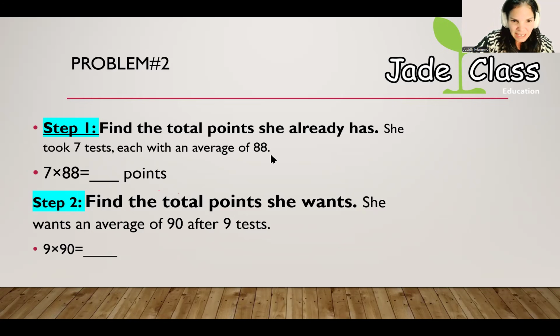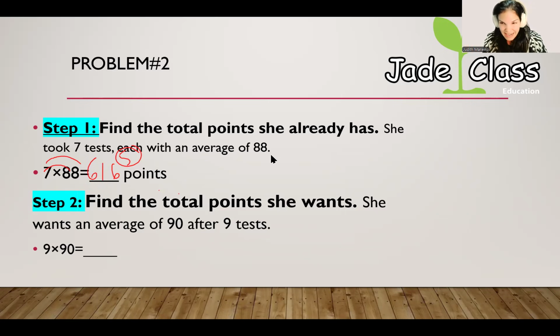All right, 7 times 8 is 56. I'm going to write a 6 and I'm going to carry 5. And 7 times 8 again is 56 plus 5 more. 57, 58, 59, 60, and 61. So the answer is 616 points that she has right now.